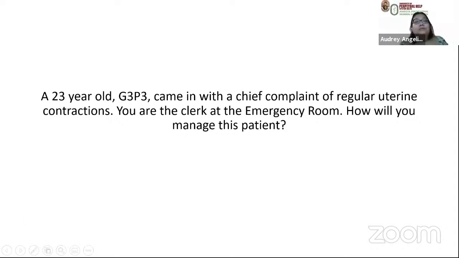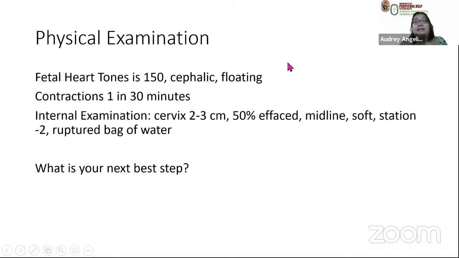Okay? So, of course, you have to make sure that you have a normal pregnancy. Check your vital signs, check your fetal heart tones. So, this is the internal examination. So, what's your next step? Cervix is 2 to 3 centimeters, 50% effaced, midline, soft, station -2, ruptured bag of water.